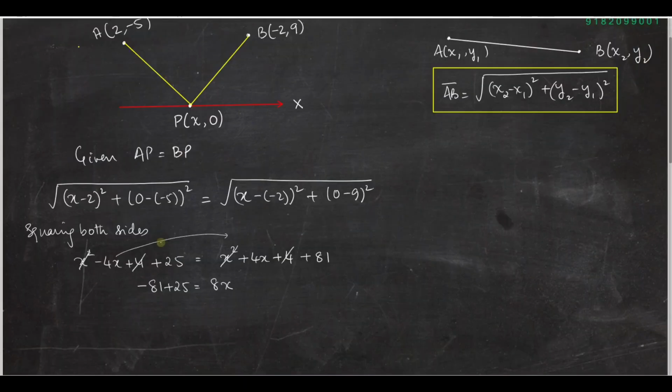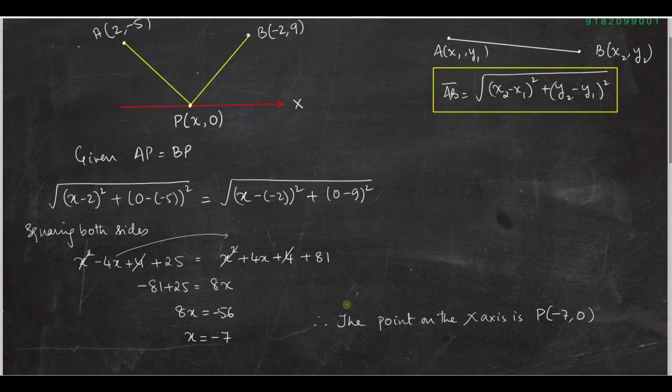Now if we subtract these two numbers, we get 8x is equal to negative 56, which implies x is equal to minus 7. Therefore, the point on the x-axis is P (-7, 0), and that is the final answer.